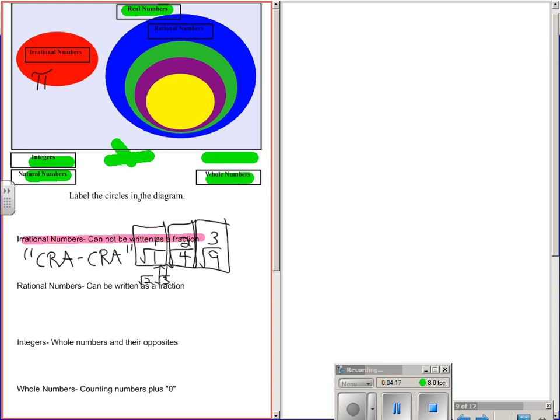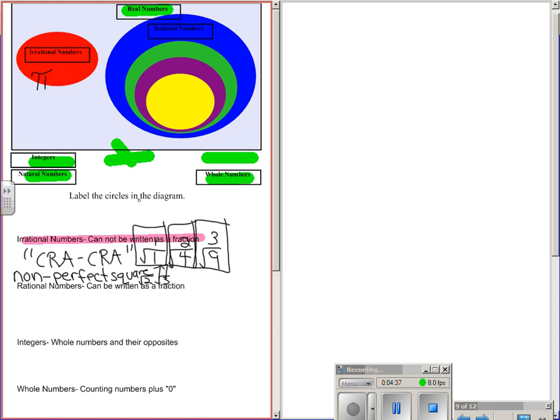So what I want you to write, I know you have a lot of room on your PowerPoint somewhere, so go ahead and write. Make sure you've written the definition of irrational numbers. It cannot be written as a fraction. And another, it's crazy. And then also, it is a non-perfect square.